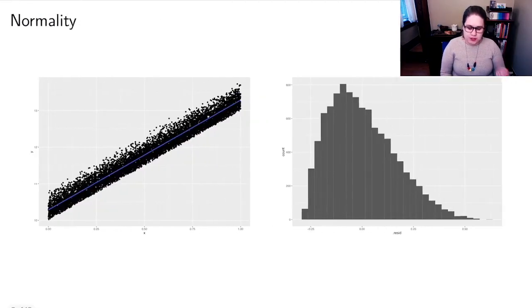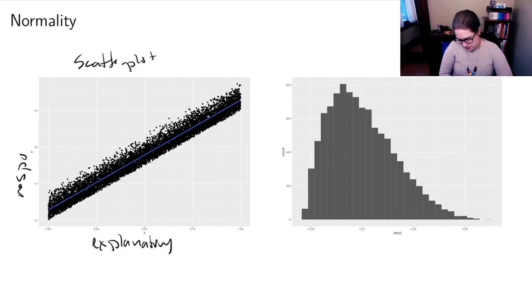The next condition is normality. And I think I said before that we weren't going to talk about normality in this class, but I had forgotten that chapter 10 goes into it a little bit. So let's talk about it. So again, I have on the left a scatter plot, and I've got my explanatory and my response.